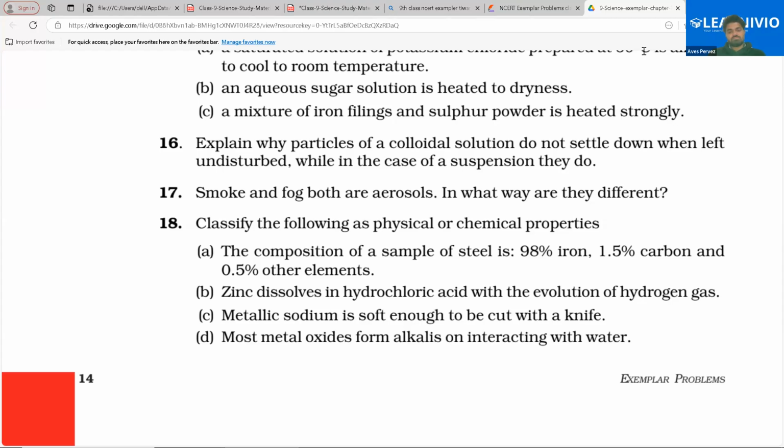Yes, I'm done. What's the answer? So smoke has its solute as a solid, while fog has a solute which is a liquid. Yes, we will use the dispersal phase. Both have the same dispersal medium, that is air or gas, but the dispersed phase is different. In smoke it is solid, while in fog it is liquid. Okay. So now you will do.